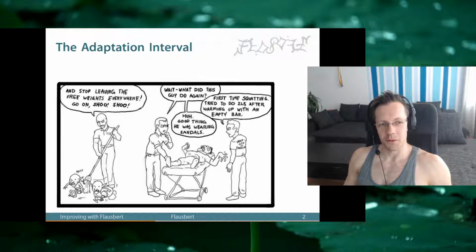Okay, first of all, a small comic or a joke to show you that adaptation is actually something really important. And as the person in the picture proved to us, you cannot directly load the bar with, for example, 2 plates on the first day of squatting. Usually you have to undergo some adaptation for those weights. You have to progressively increase the weight until you reach that threshold of 2 plates, for example. You cannot just do it the first day.